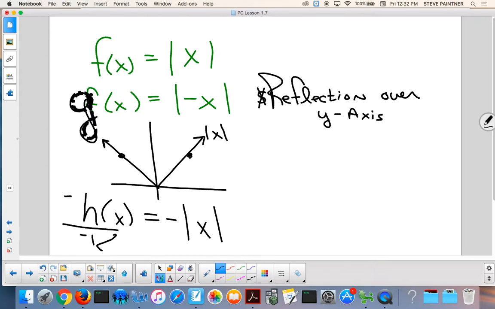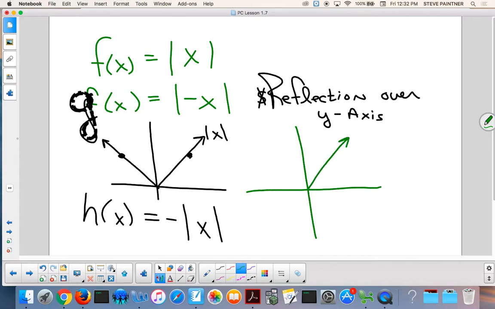That is why the negative is in front, because you really put it in front of h of x, then you divide it by -1, and you got a negative in front of your function. So if you did this one, it would look like this.